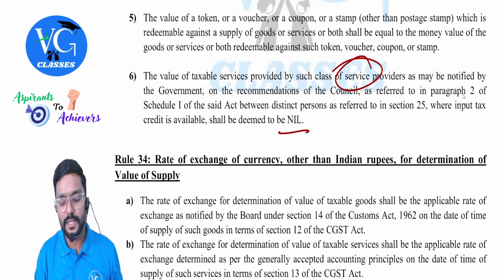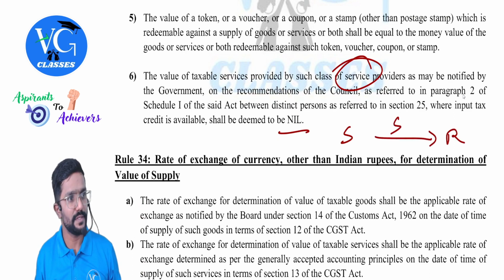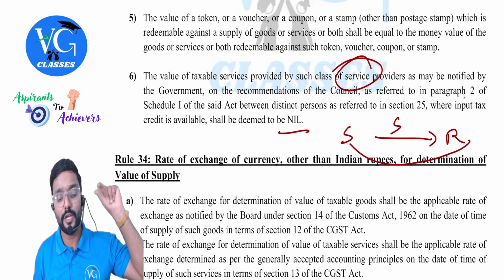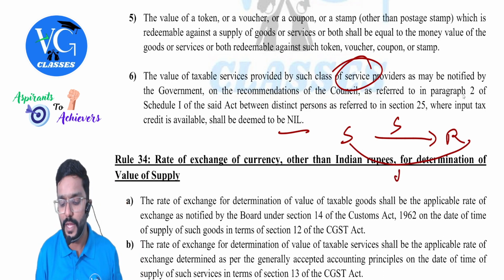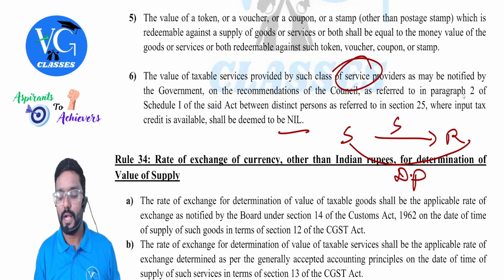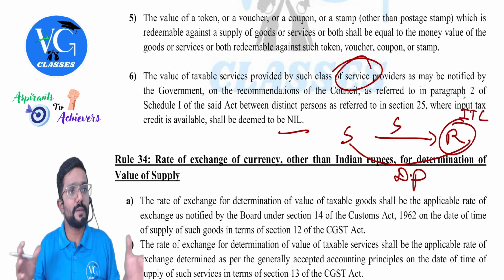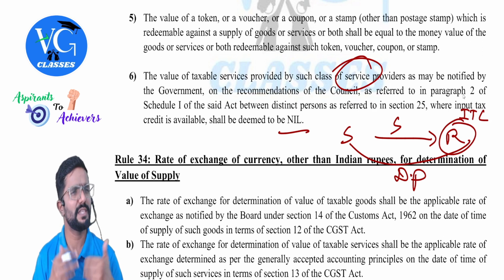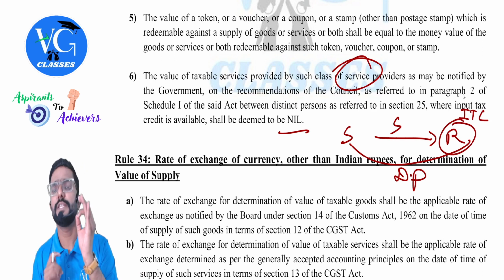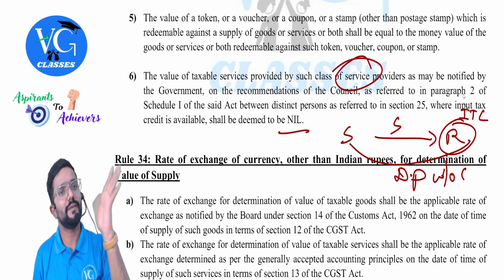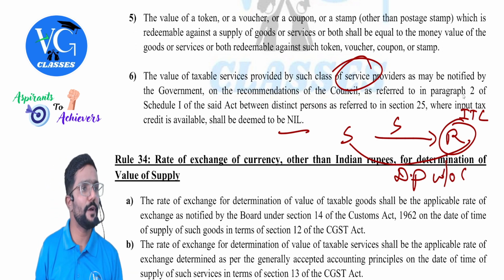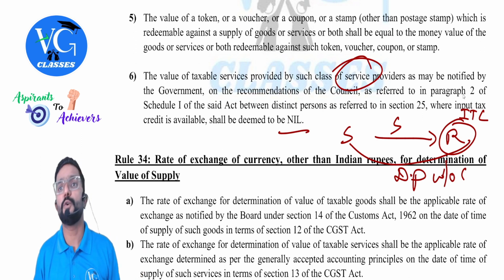I repeat, there is a supplier, there is a recipient. They are supplying what? Services. And they are not talking about related persons. They are talking only about distinct persons here. Okay, they both are distinct persons. And if the recipient is eligible to claim ITC, they're telling the value of supply between the supplier and recipient, which is without consideration, guys, is nil. Value of supply is nil. Sir, what if it is goods?